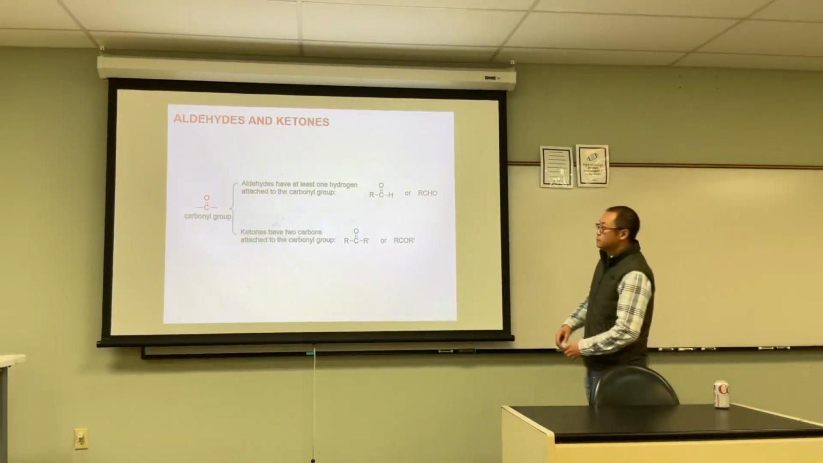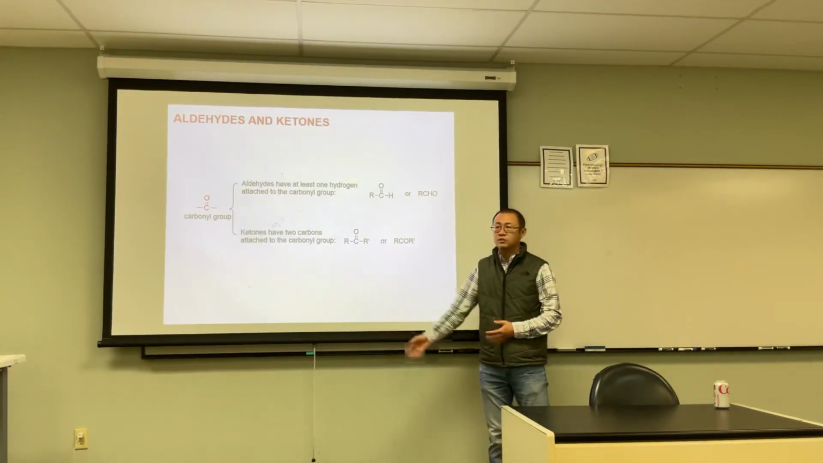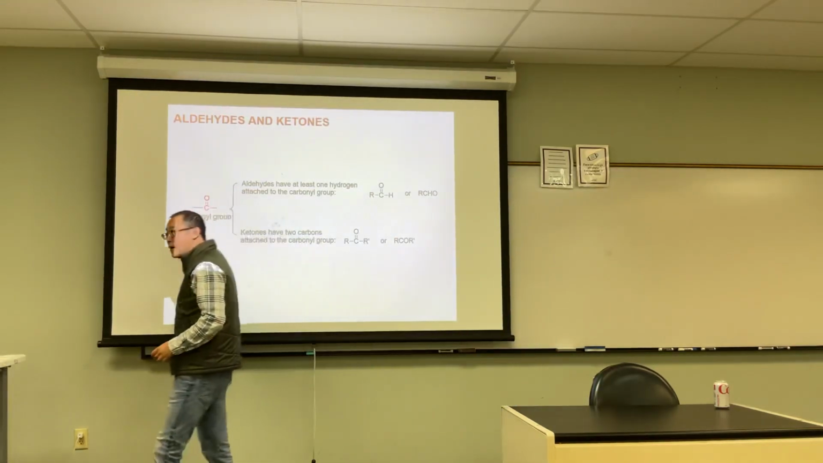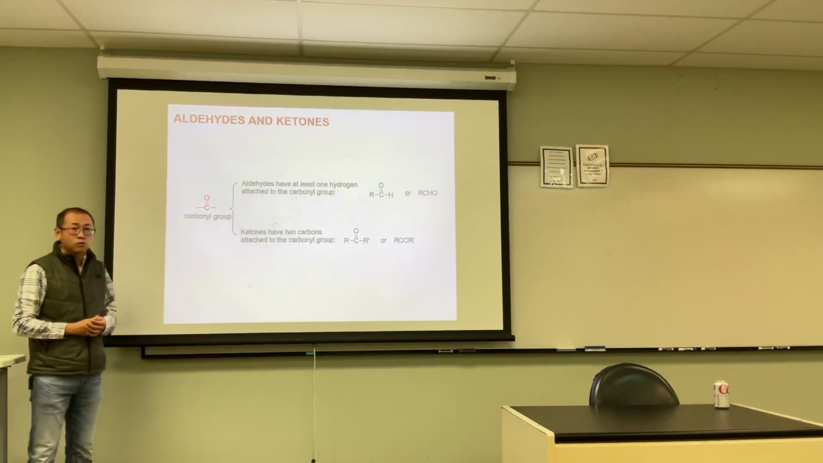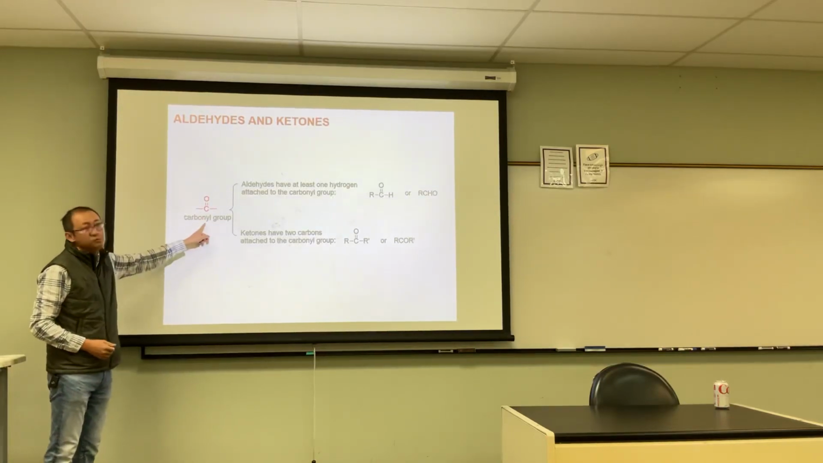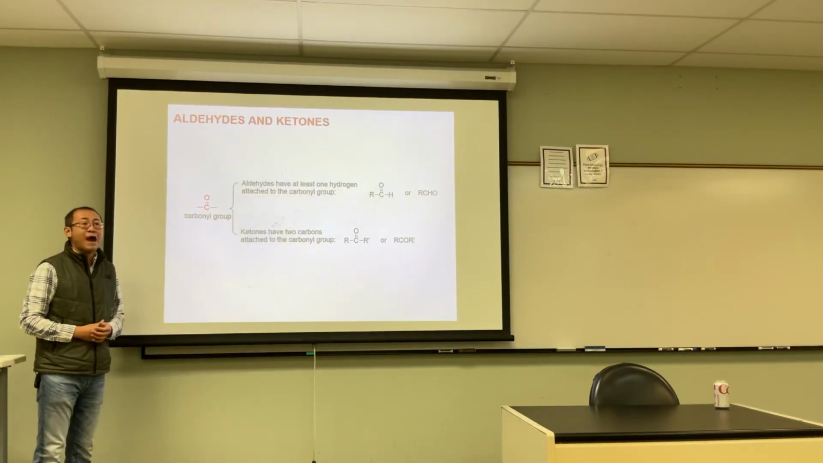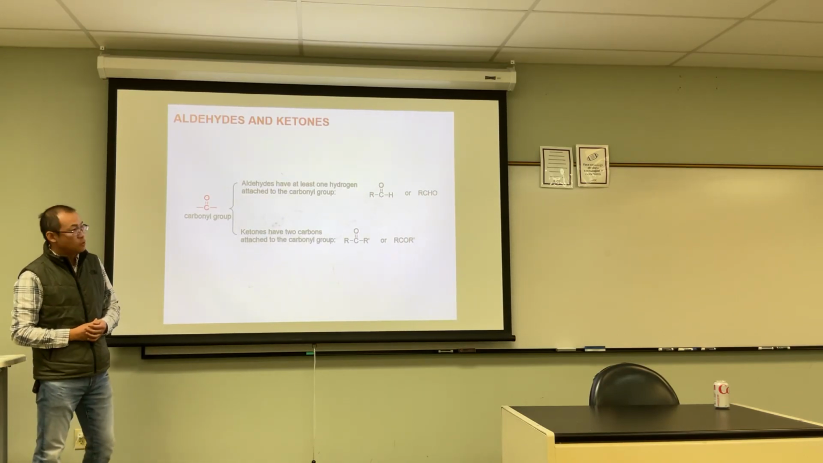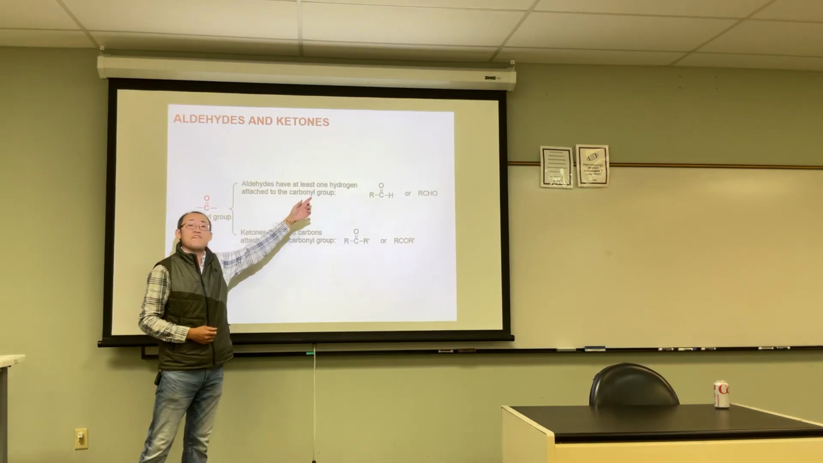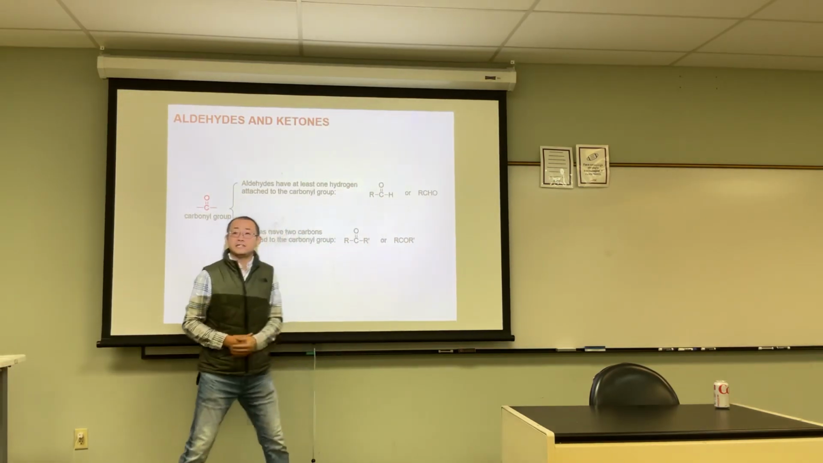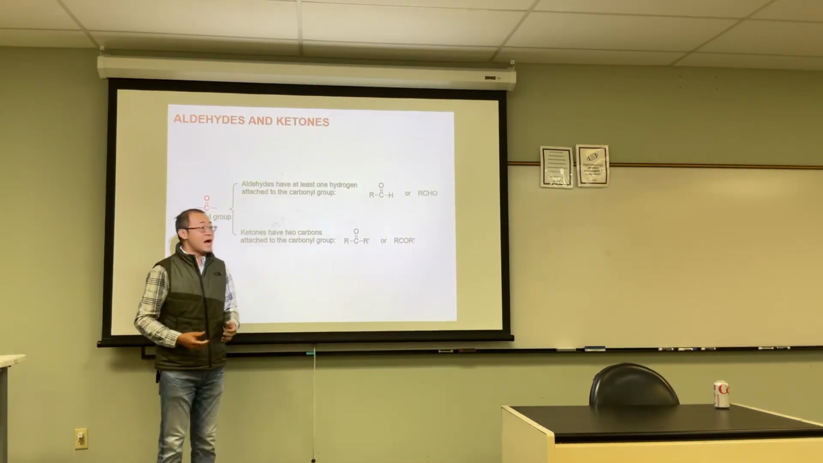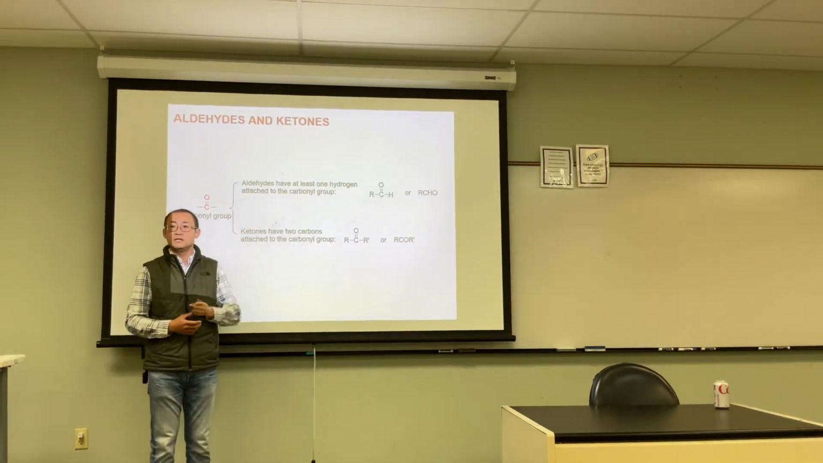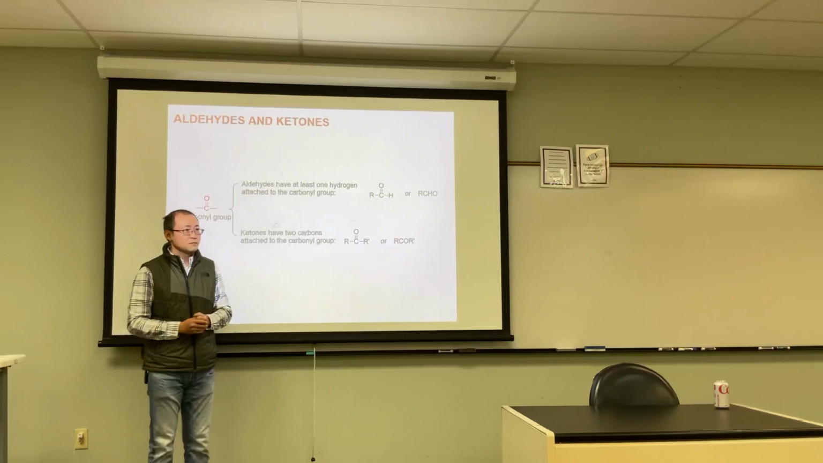So now it's easier on this slide. First, what is the group? The C=O double bond group is called a carbonyl group. When you have at least one hydrogen on the carbonyl group, we call the functional group an aldehyde. If you have no hydrogen, meaning two carbons on the carbonyl group, we call the functional group a ketone.